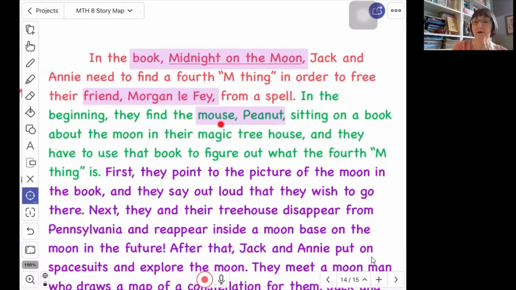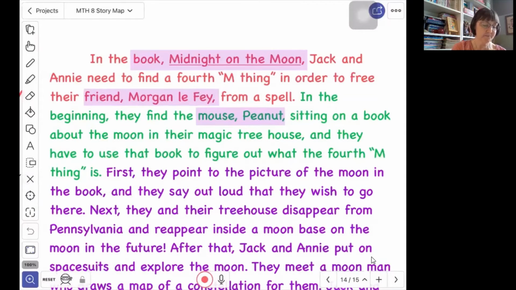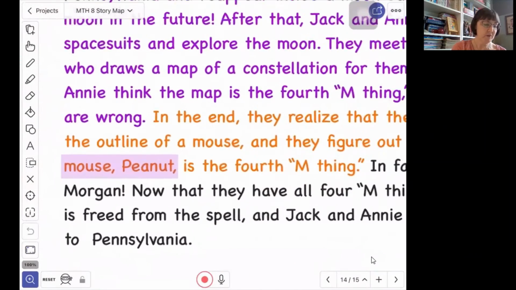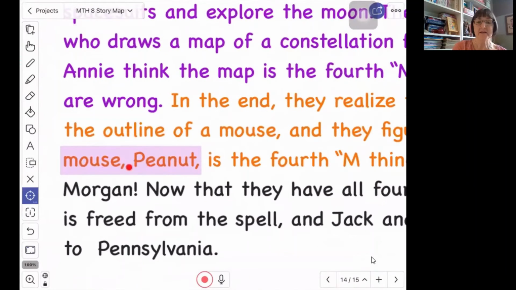Here, the noun is mouse, but we want to be more specific and give the name of the mouse. The mouse and Peanut are the same thing. So we put the comma before Peanut and the comma after Peanut. And here we do the same thing with Peanut the mouse again. So we put the comma before Peanut and after Peanut.